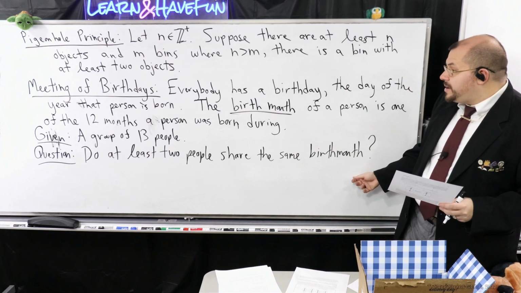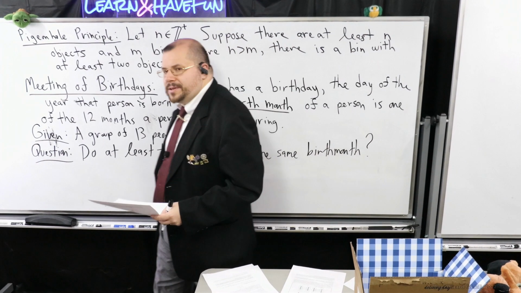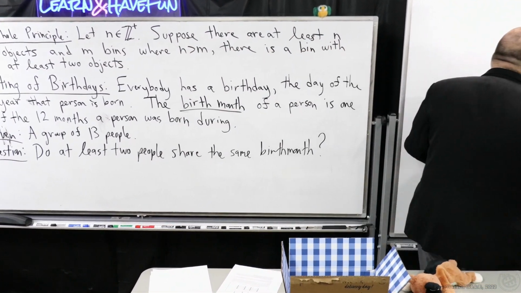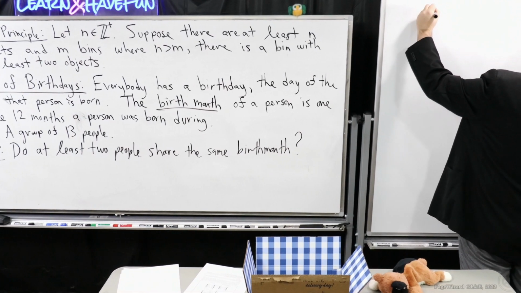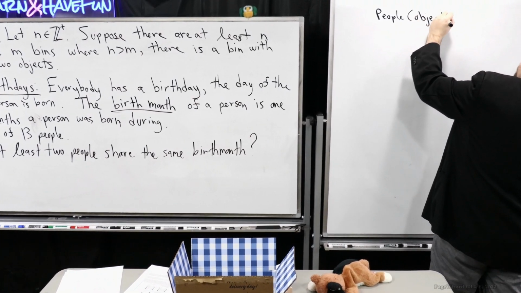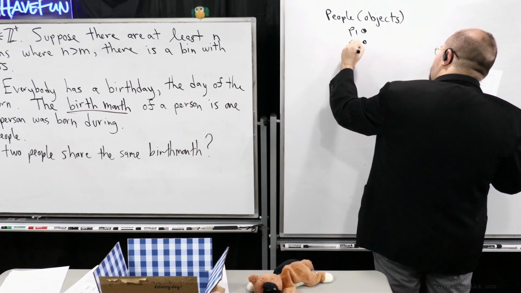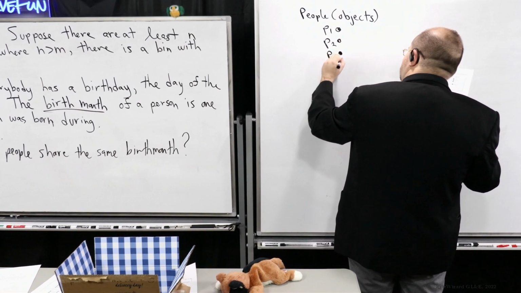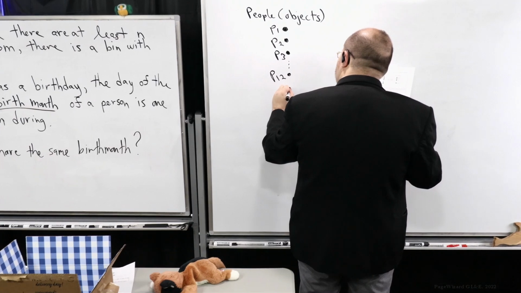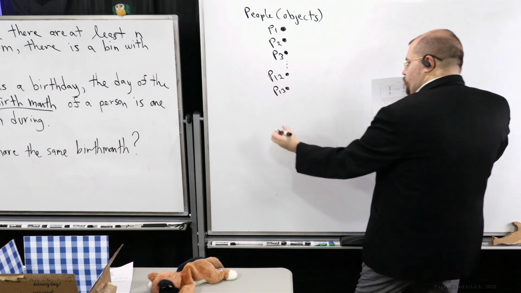Well, let's try to visualize this a little easier using some of the things we've talked about previously. So I have 13 people. We have 12 months. I have these as my objects, and I'm going to have 13 of them. I have person 1, person 2. I'm just going to assign them names to make this easier to play around with. Person 12, person 13. So I have 13 people. This is my group of people.